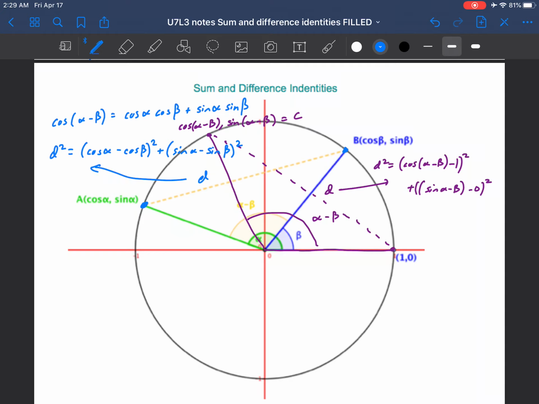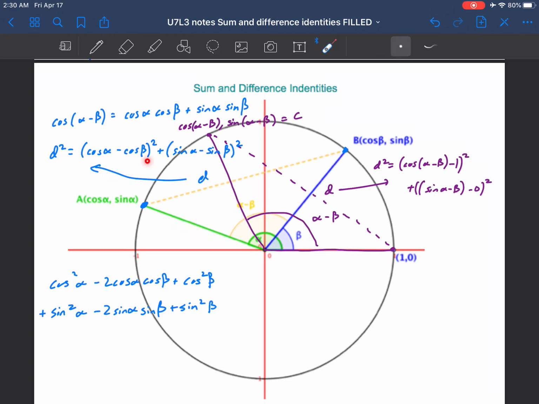Okay, so let's expand them all out, and I'm going to do that down in quadrants 3 and 4. So this expression for d squared, that's going to be cos squared alpha minus 2 cos alpha cos beta plus cosine squared beta plus sine squared alpha minus 2 sine alpha sine beta plus sine squared beta. Okay, so what the heck is that? That's this. If you expand it out, you get this. This, if you expand it out, you get this.